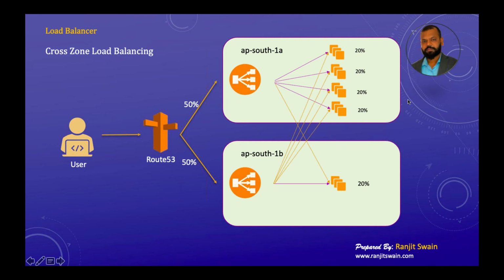That means we now have five servers, and this load balancer equally distributes the requests to the five available servers. Now our load is equally distributed. All the servers are equally loaded with 20%, right? So that is cross zone load balancing.